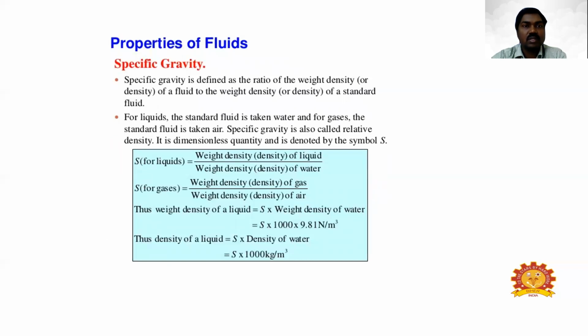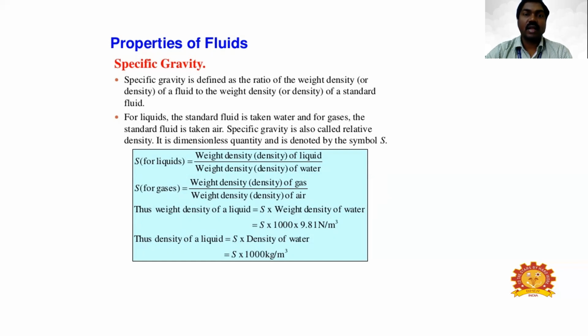So the next one is specific gravity. We have to find the specific gravity while we are finding the fluid conditions. Specific gravity is defined as the ratio of the weight density or density of the fluid to the weight density or density of the standard liquid. For liquids, the standard fluid is taken as water; for gases, the standard fluid is taken as air.